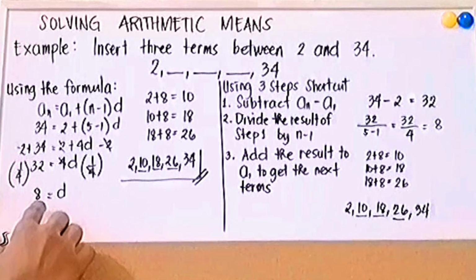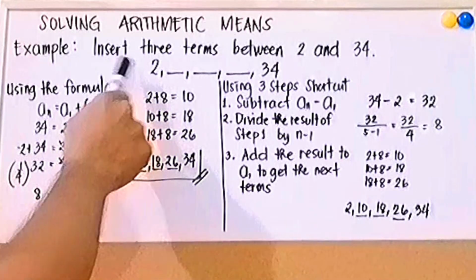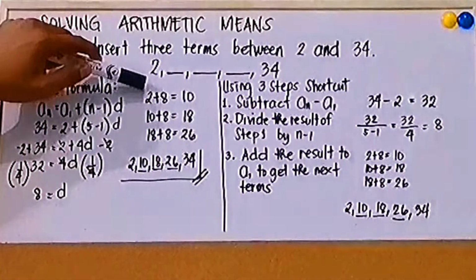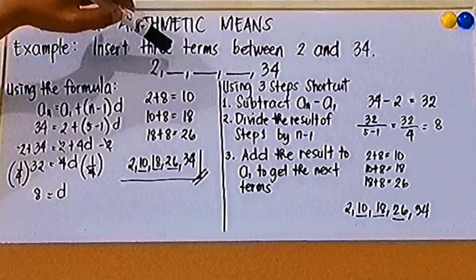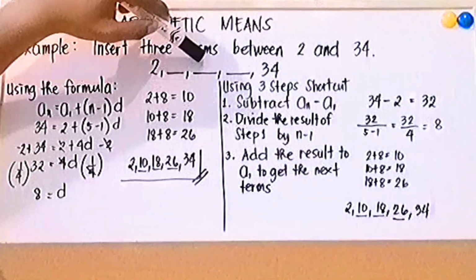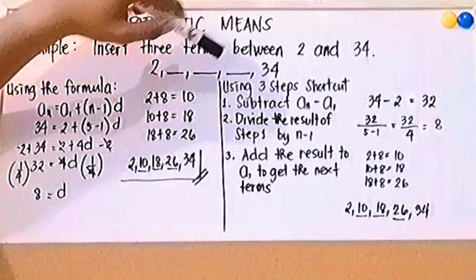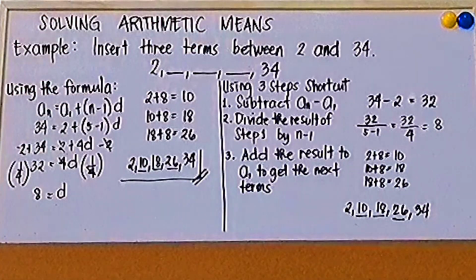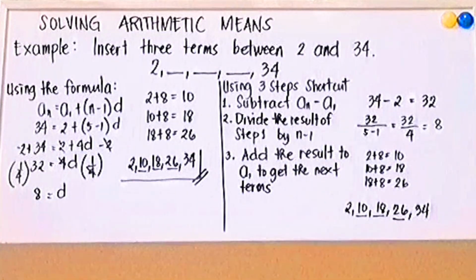Now, we can add the common difference to our first term. So, 2 plus 8 is 10. And that will be the second term. 10 plus 8 is 18. That will be the third term. While 18 plus 8 is equal to 26. And that is the fourth term. So, the three terms are 10, 18, and 26.